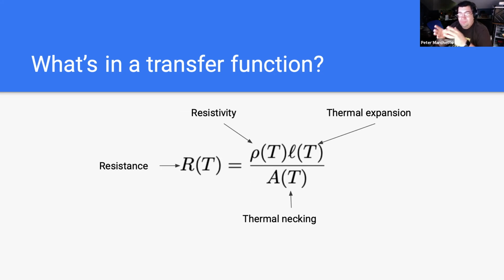Resistance itself is a function. Notice the T here is different. This is big T. Big T is temperature, little t is time. Resistance as a function of temperature is equal to the resistivity times the thermal expansion divided by what's known as thermal necking, or basically the amount that something spreads out.